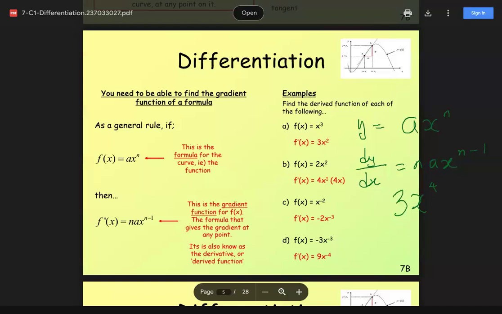Can you see that a is 3, x is x, and n is 4. So you bring the n here. That gives you 4 times 3, x to the power of 4 minus 1. And that gives you 12x cubed. That's the answer.